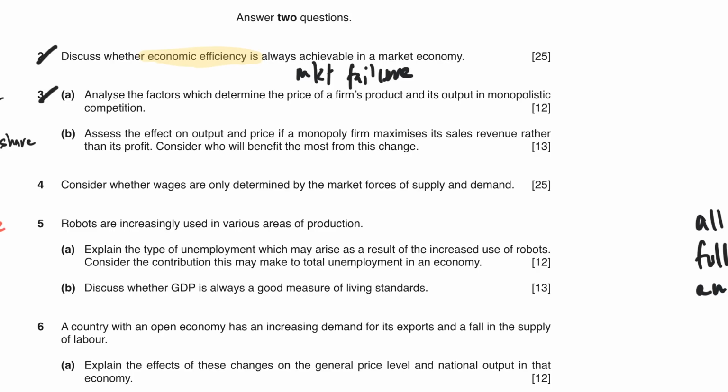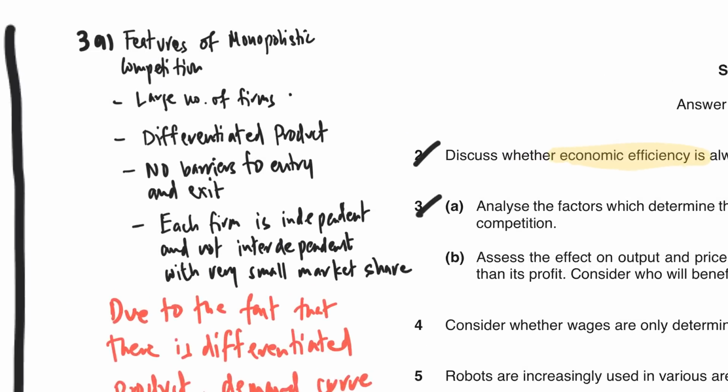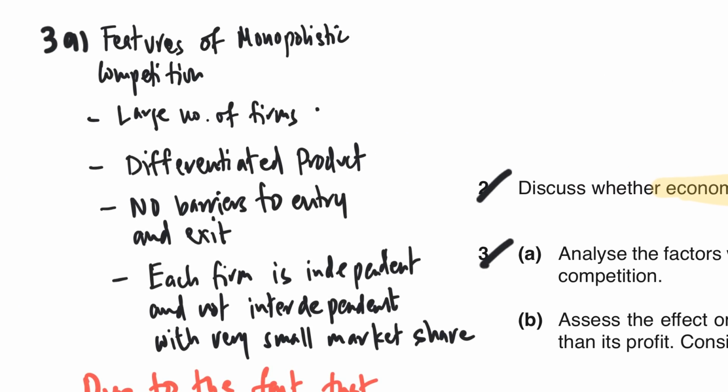Moving on to our next question, question number 3, which says this: analyze the factors which determine the price of a firm's product and its output in a monopolistic competition. So when you look at monopolistic competition, we're looking at some of the features. Number 1, the large number of firms in a monopolistic competition, but every producer is selling a differentiated product, so there is some kind of brand loyalty.